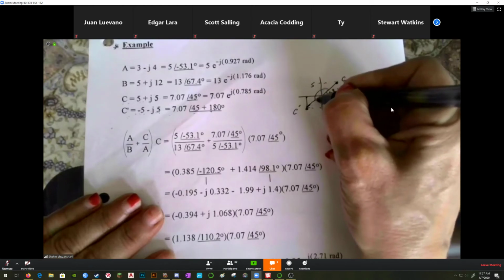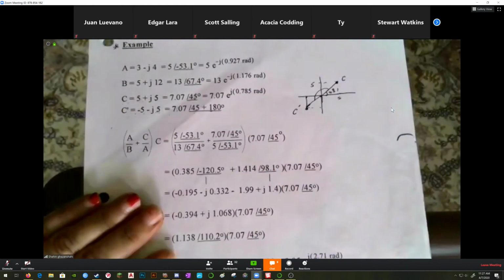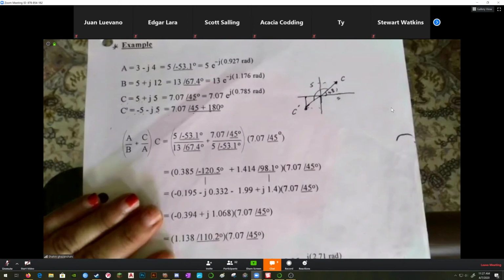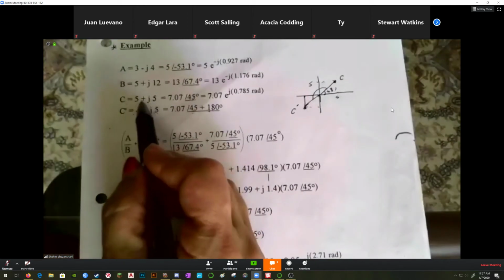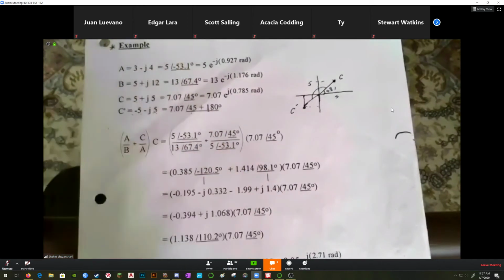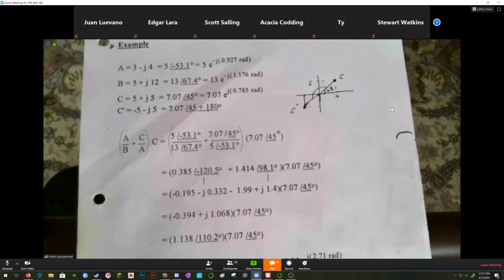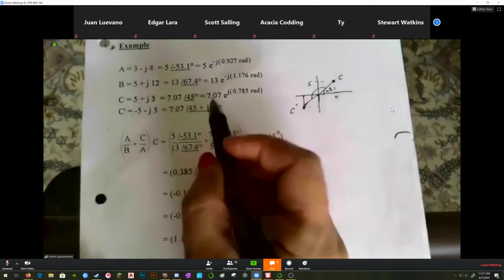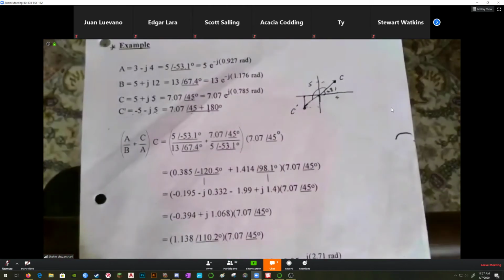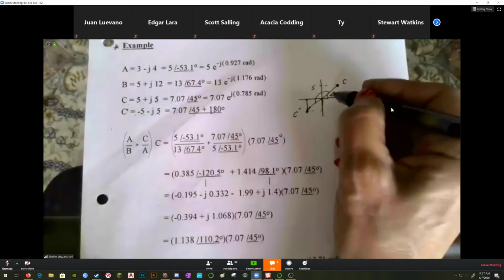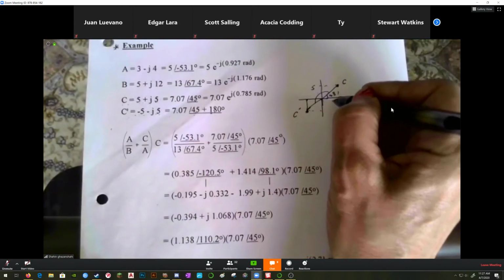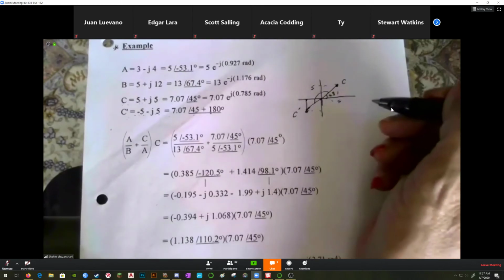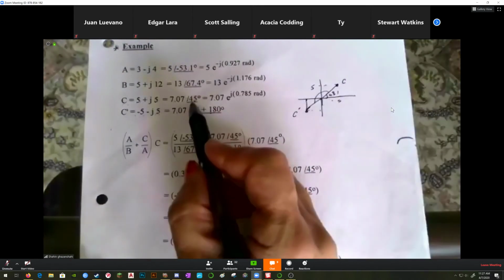You have to add 180. Is that clear? Whenever you put it in the calculator, at the same time you have to be aware: do I need to add 180 degrees or add 90 degrees or not? So you have to see which quadrant it is. Don't just count on your calculator, because then you're just going to put 45 for C prime also.